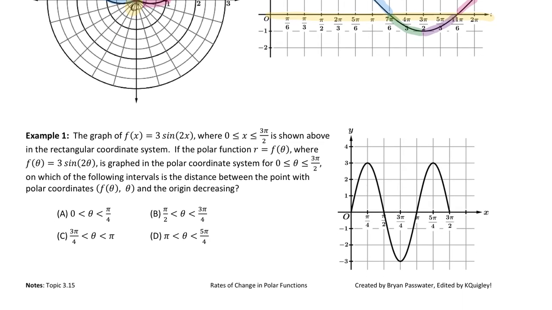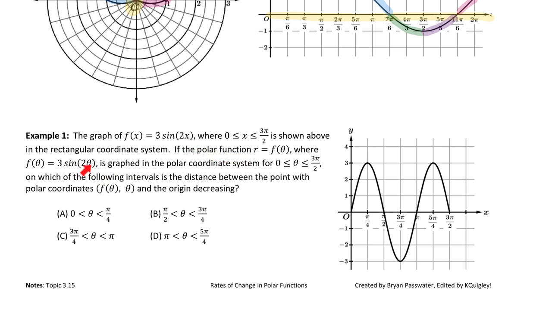In example 1, that's exactly what we did. It says the graph of the function f of x equal to 3 times sine of 2x. So this is a sine function with a period of pi, because it's 2 pi divided by 2, and an amplitude of 3, so max 3, min negative 3. The graph of this function where x is between 0 and 3 pi over 2 is shown above, but it's to the right. Oops.